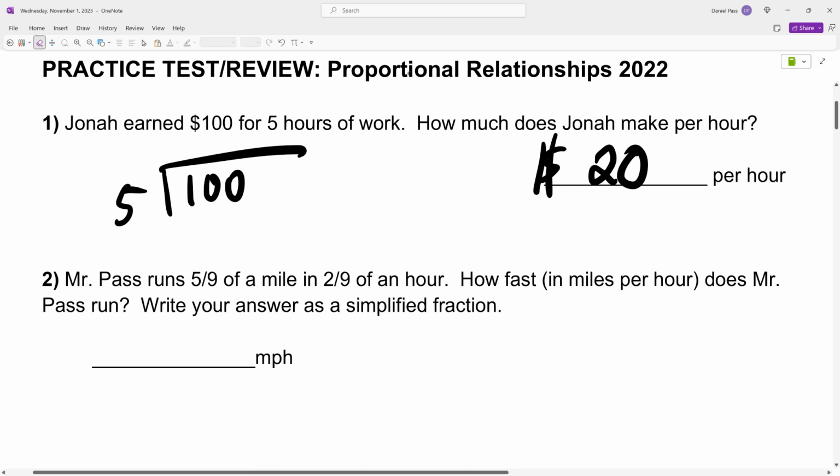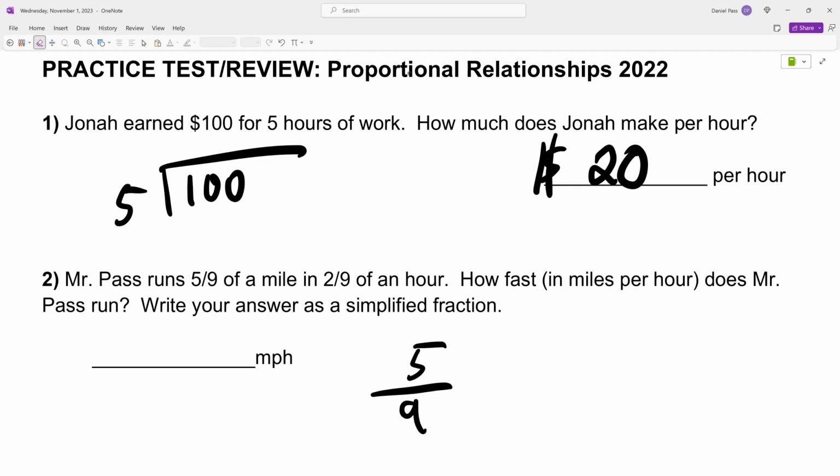All right, next we have Brianna coming all the way from Australia. Okay, number 2. How do we do it? So we divide 5 over 9 divided by 2 over 9.